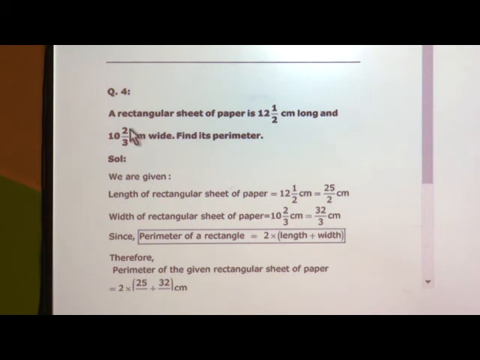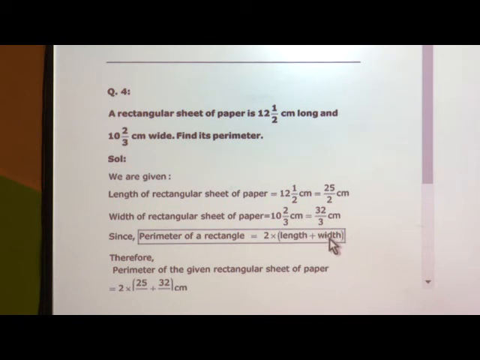It is a rectangular sheet, so you should know the perimeter of a rectangle. Does anybody remember the formula for the perimeter of a rectangle? Okay, just recall. I will tell you the formula. First you have to write the formula: the perimeter of a rectangle is 2 multiplied by, inside the bracket, L plus B, or you can write length plus breadth.